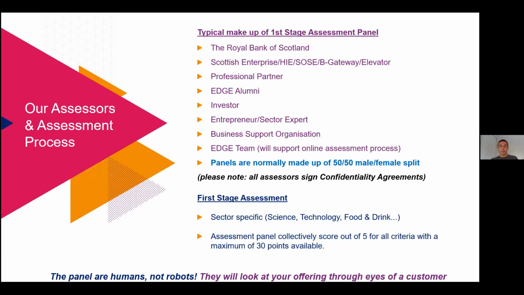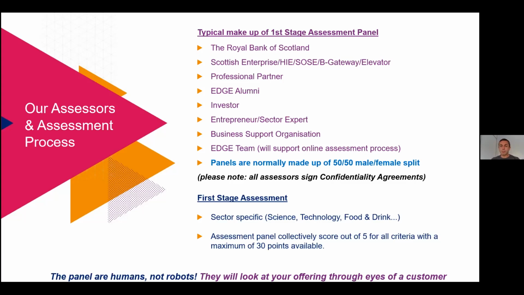The judges all come together on the assessment day. They'll get your information beforehand to do some preview work. They will then come together on a specific date, which is between the 24th of August and 17th of September. That's when the days are taking place. They'll come together, look at the applications for that assessment day, and they will then judge each of the businesses.